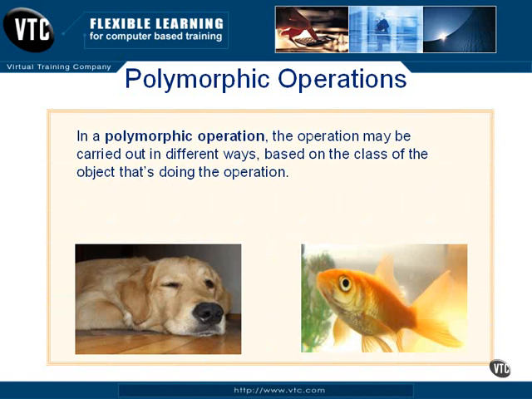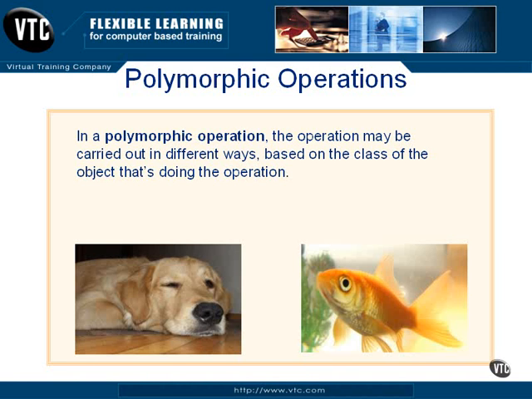Now, the flip side of that is a polymorphic operation. In a polymorphic operation, the operation may be carried out in different ways based on the class of the object that's doing the operation. In other words, polymorphism allows you to treat derived class members in the same way as their parents' class members. This lets objects of different types respond to the method calls of the same method, with each object responding with the appropriate behavior for its type.